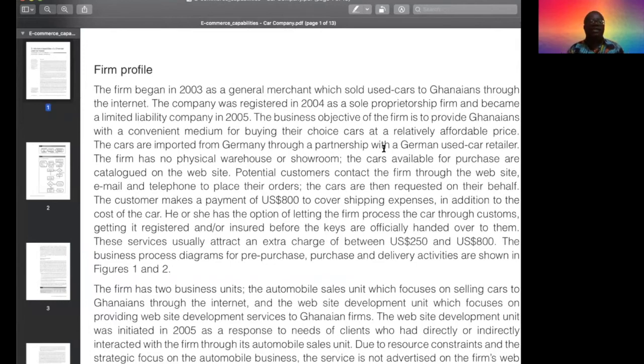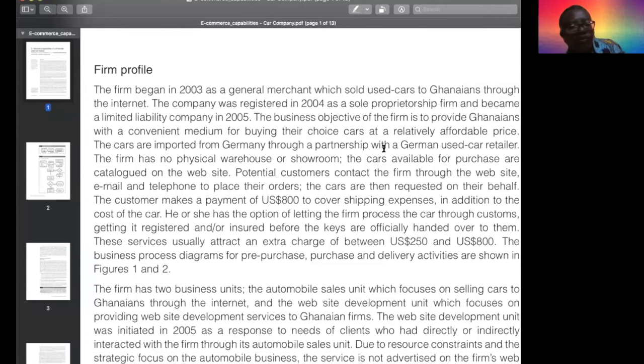So this one says that the firm began in 2003 as a general merchant, which sold used cars to Ghanaians through the internet. The company was registered in 2004 as a sole proprietorship and became a limited liability company in 2005. The objective of the firm is to provide Ghanaians with a convenient medium for buying their choice cars at a relatively affordable price. Cars are imported from Germany through a partnership with a German used car retailer.